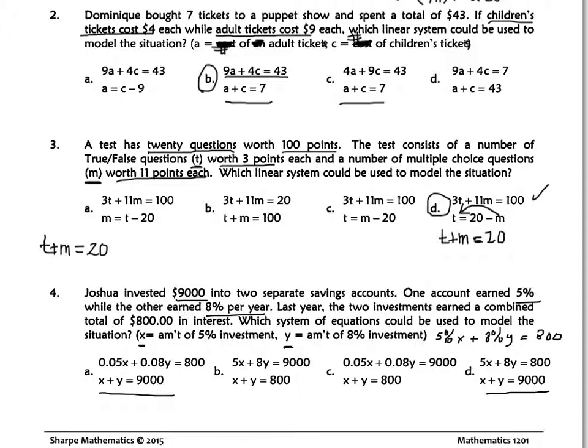And if we look at our systems in A and D, the one that best represents 5% would be the decimal 0.05 would be 5%, and 0.08 would be 8%. So our system that matches that information would be A. In this one here, in D, 5 here would not be 5%.